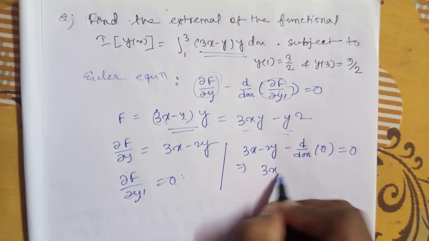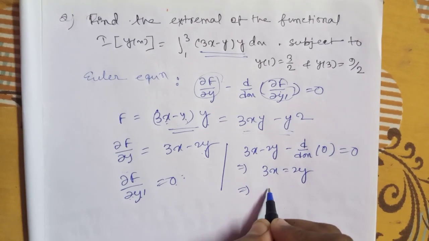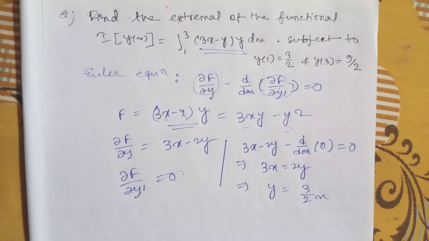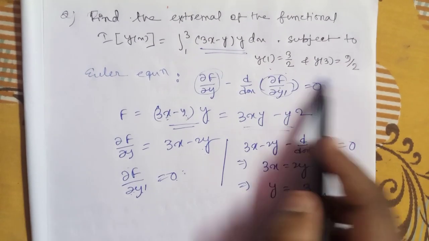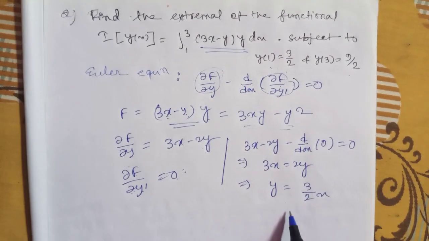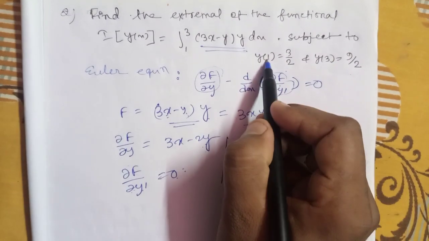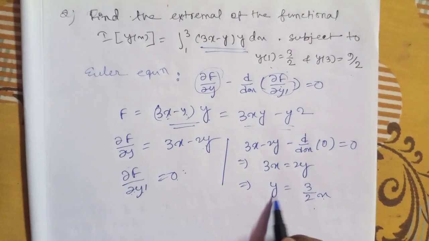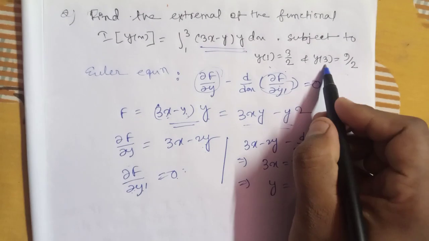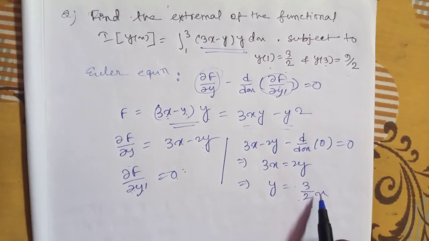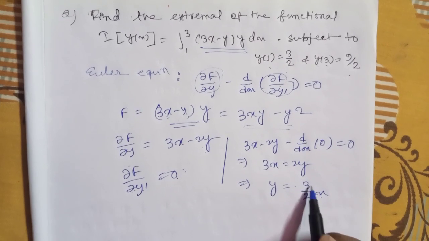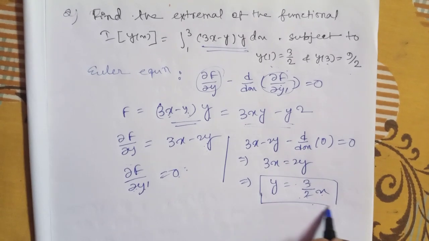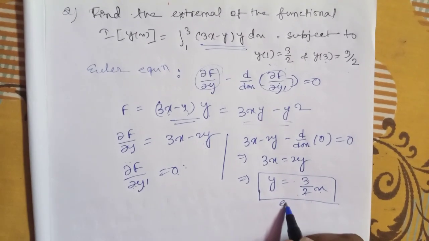That is 3x equal to 2y. So what is the value of y? It is 3 by 2 into x. Now we have to check the boundary conditions. At 1, the value of y is 3 by 2. If we put x equal to 1, we get y equal to 3 by 2. And at 3, the value of y is 9 by 2. If we put x equal to 3, we get 3 into 3 by 2, that is 9 by 2. So okay, this is our extremal value of y. So this is our extremal.